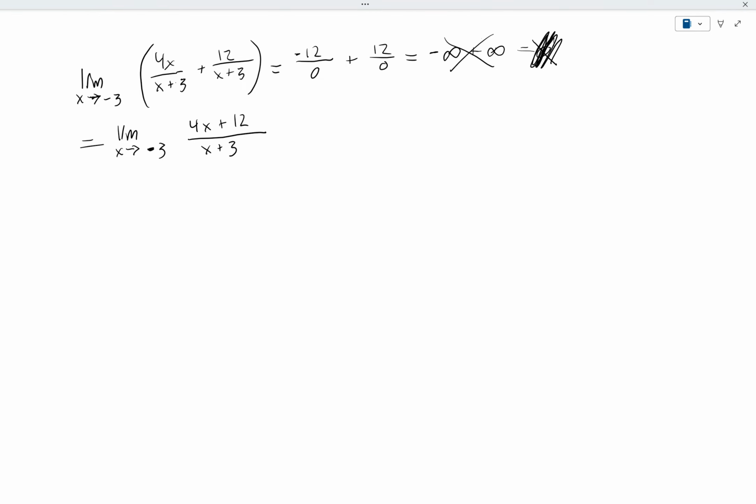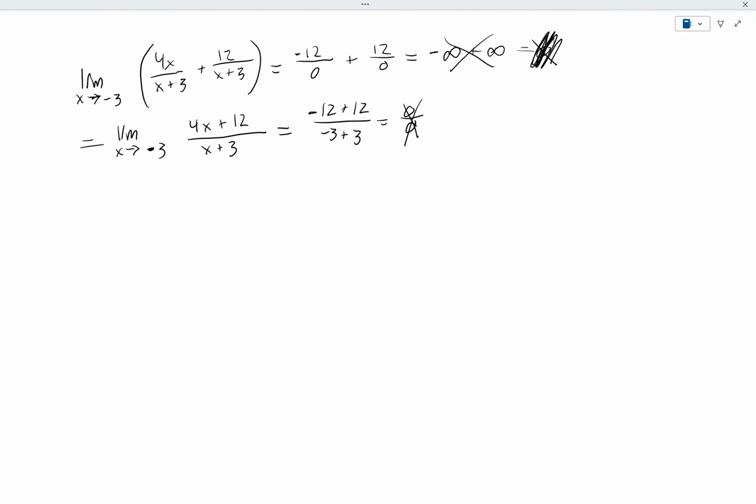I just combined the two terms here because they have a common denominator. So let's see if that was enough work. I get -12 plus 12 over -3 plus 3, which is 0 over 0. Well, that's not negative infinity plus infinity. Maybe that's the right answer. No, that's still wrong because that's an indeterminate form. Another indeterminate form. It doesn't tell us anything about what this limit is actually equal to. So I didn't do enough work.